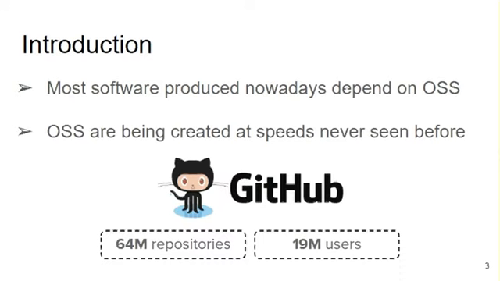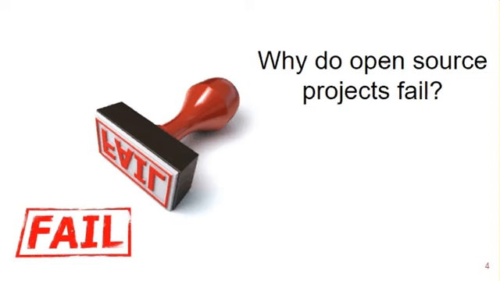And due to the appearance of modern development platforms like GitHub, open source systems are being created at speeds never seen before. For example, today GitHub has 64 million public and private repositories and 90 million users. Consequently, these projects are also failing at unprecedented rates.